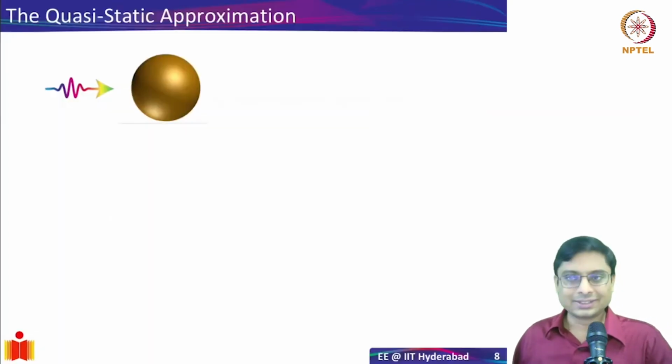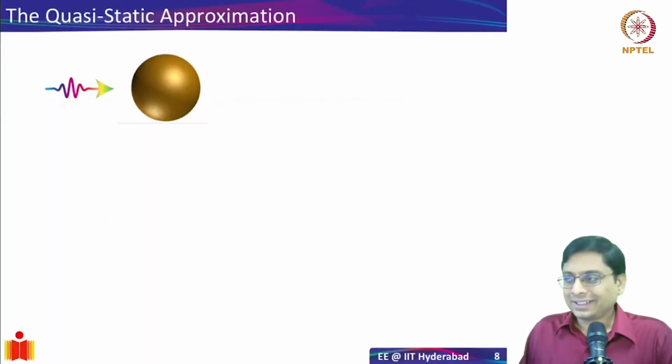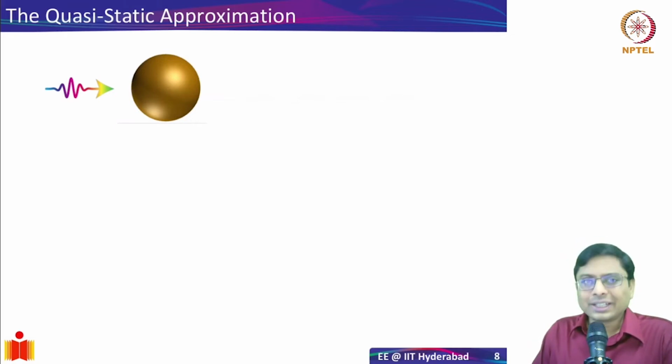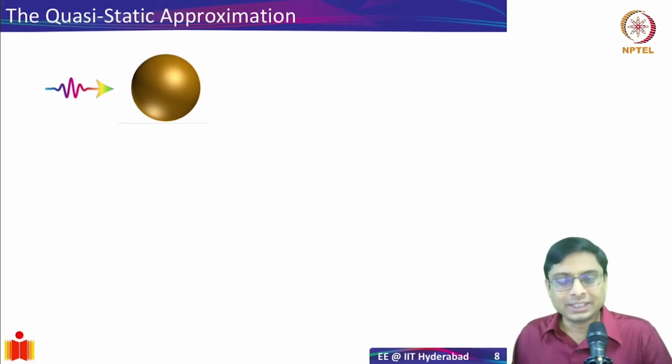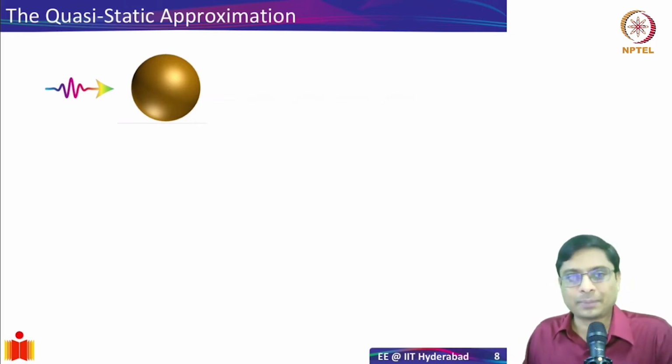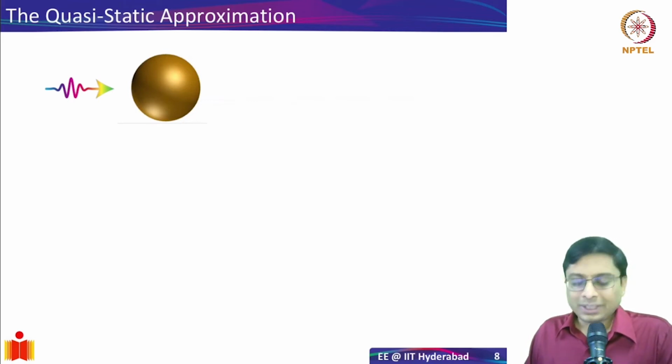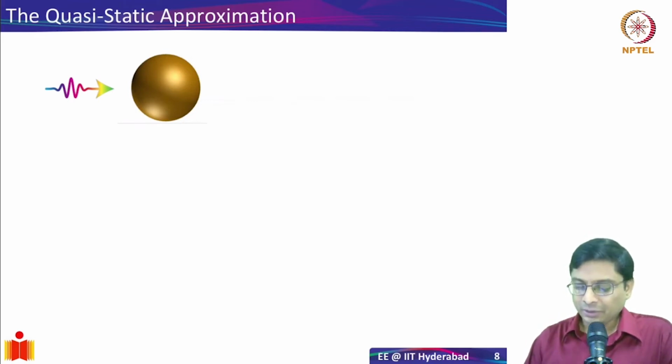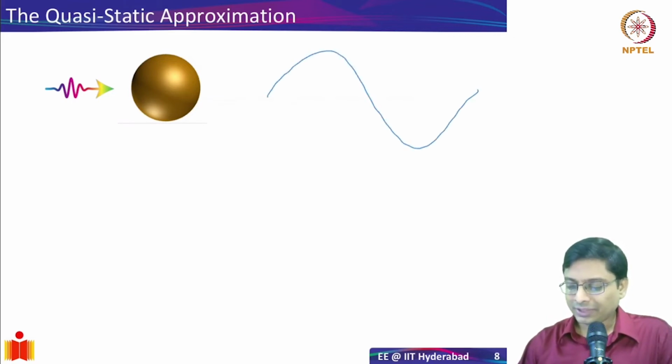So now, this is a very interesting case. Okay, the simplest possible plasmonic effect that you can see, wherein I am considering an electromagnetic wave which is incident on a metal nanoparticle. What happens? Okay, so to simplify my life, initially I make what is known as a quasi-static approximation. What I mean by that is, let's say I have my electromagnetic wave, it is oscillating in the form of a sine wave like this.